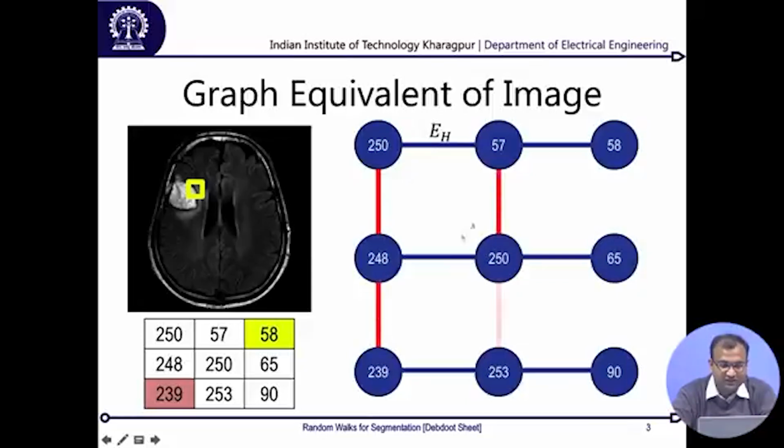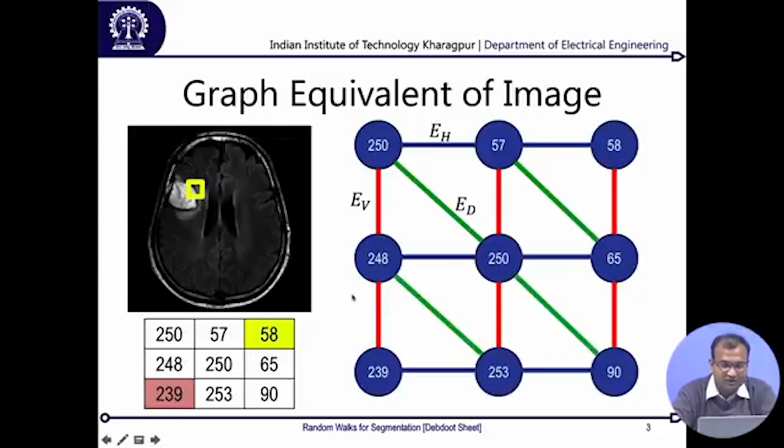Similarly, you can have vertical connections between the nodes, and these are also known as E subscript V, which are the vertical edges over there. Now, along with that, you can also draw diagonal edges between nodes as well as cross diagonal ones, which are together called diagonal edges, or E subscript D. Now, if you look at any particular node over here, you would see that it has some sort of 8 connectivity to its neighbors.